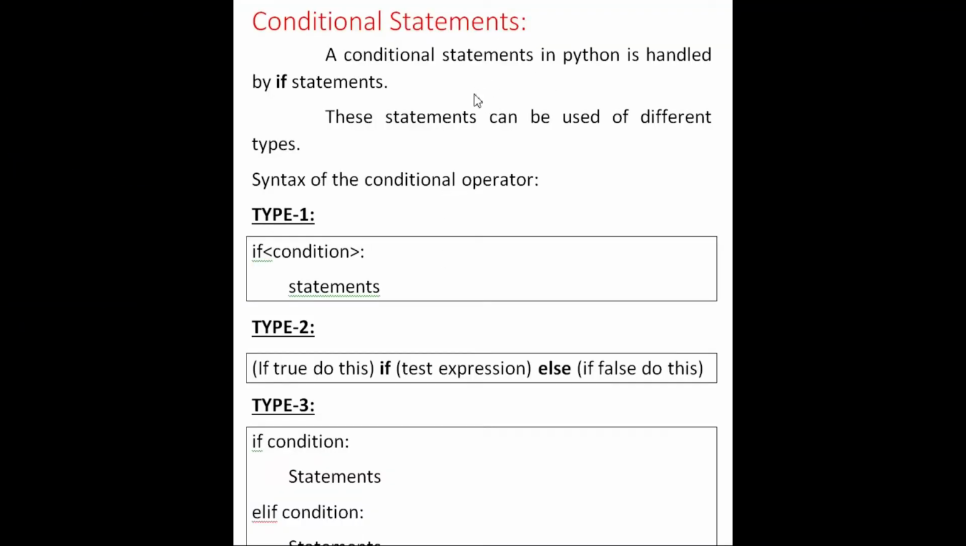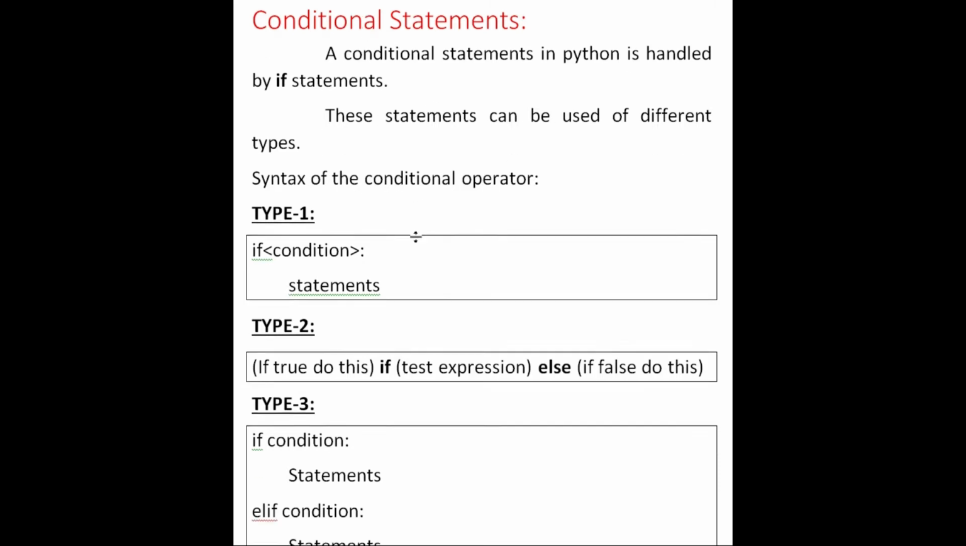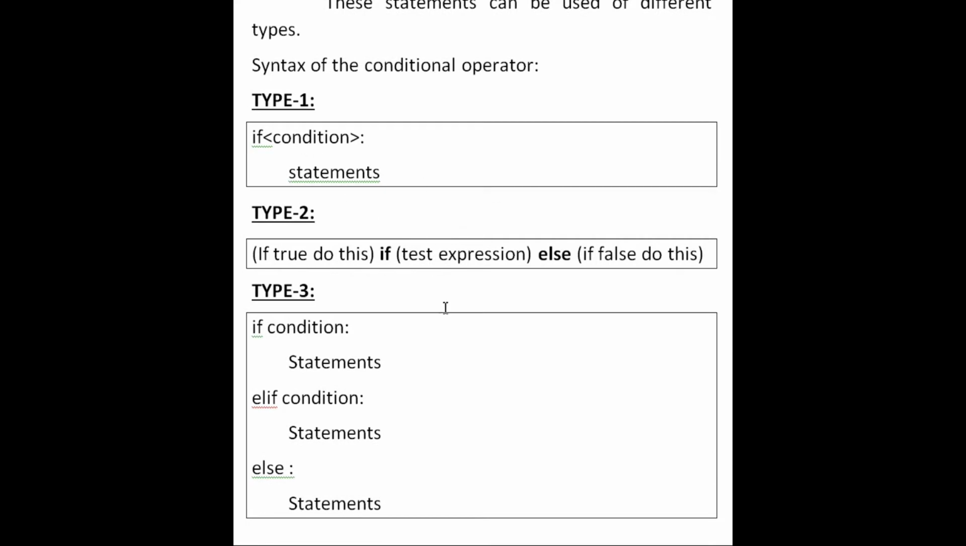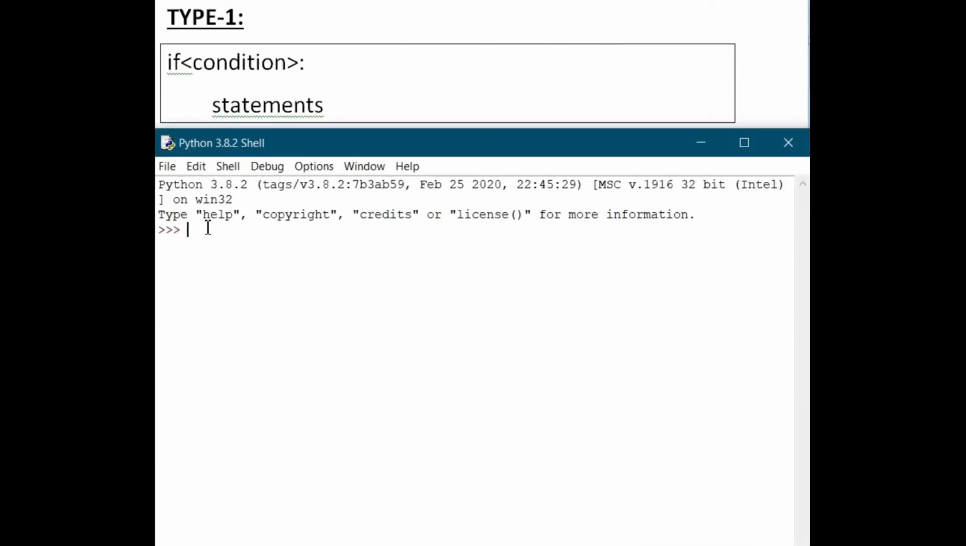Hello friends. Today we will discuss conditional statements and the indentation block. Now we will discuss conditional statements. A conditional statement in Python is handled by if statements. These statements can be used in different types. We can see here the different types of statements. Now we will see an example for every type.